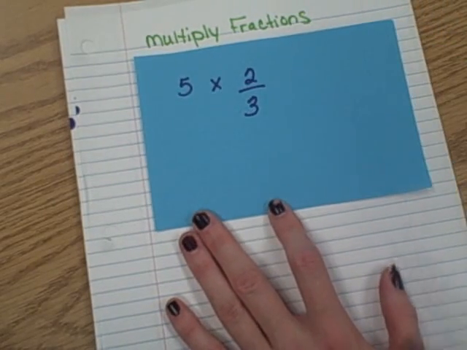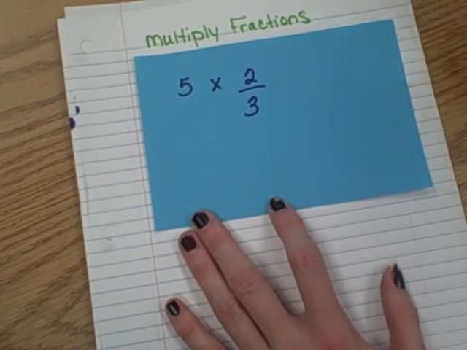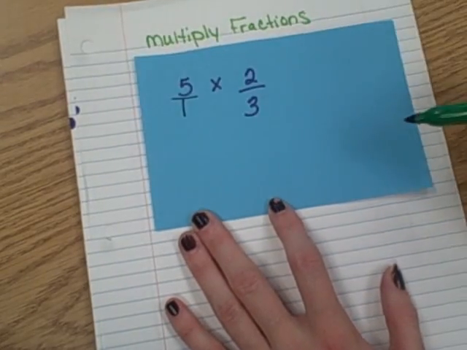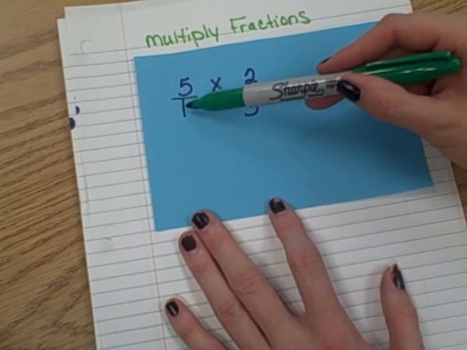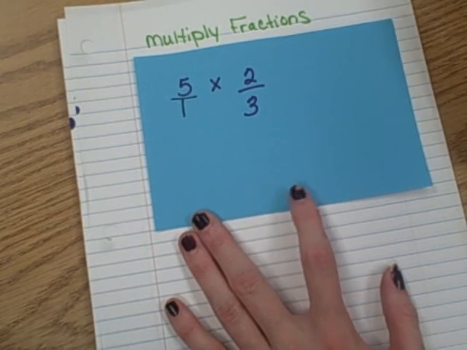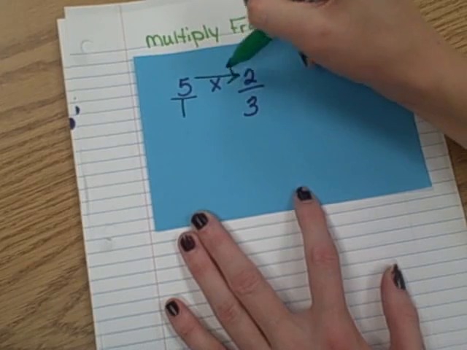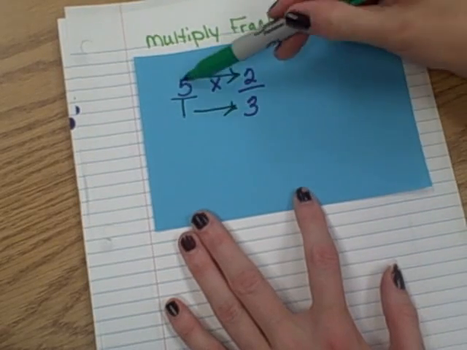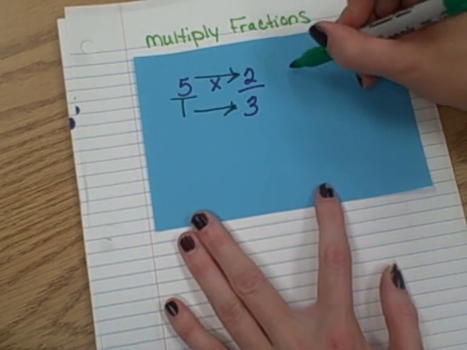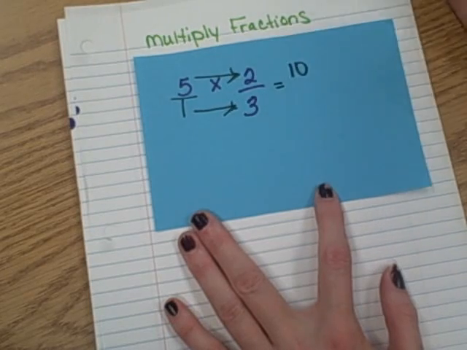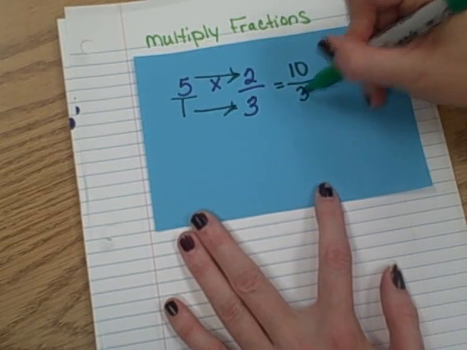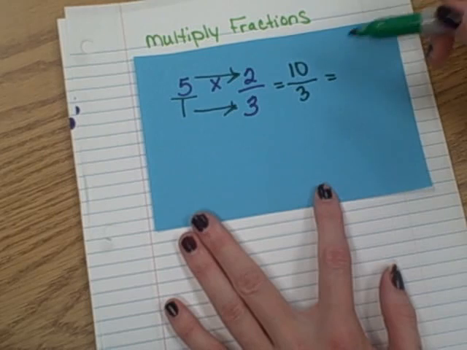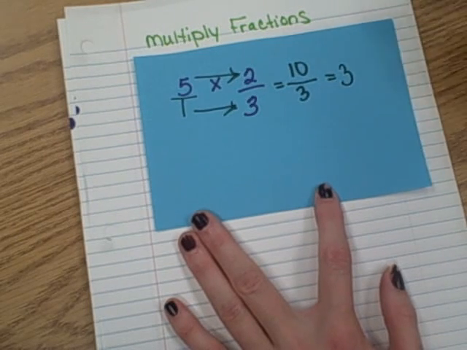When you have a whole number, all you have to remember is any whole number really can be turned into a fraction by sticking it over 1. Because if you read this as 5 divided by 1, it would equal 5. So we're going straight across. We're multiplying straight across. Numerator times numerator. 5 times 2 is 10. 1 times 3 is 3. Again, this is improper. 3 fits in there 3 full times. We're going to have 1 left over. Put it over 3.